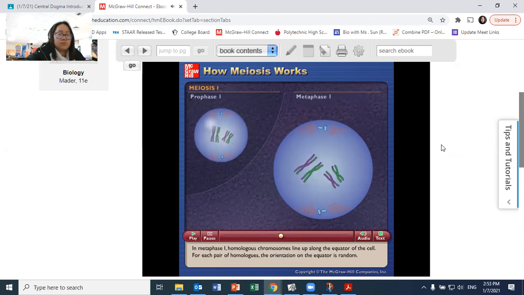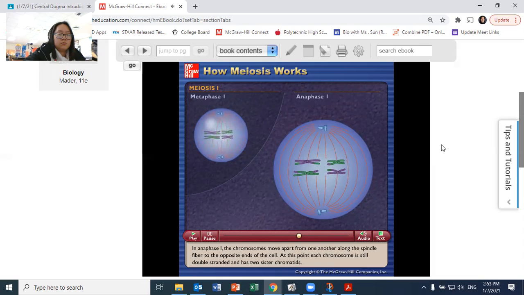In metaphase 1, homologous chromosomes line up along the equator of the cell. For each pair of homologs, the orientation on the equator is random. Currently, the large purple chromosome and the small green chromosome are on top. However, the small purple chromosome could just as easily have ended up on top. Each different orientation results in gametes with different combinations of parental chromosomes. This process is called independent assortment. Once the chromosomes are lined up, the ends of the spindle fibers attach to each centromere.